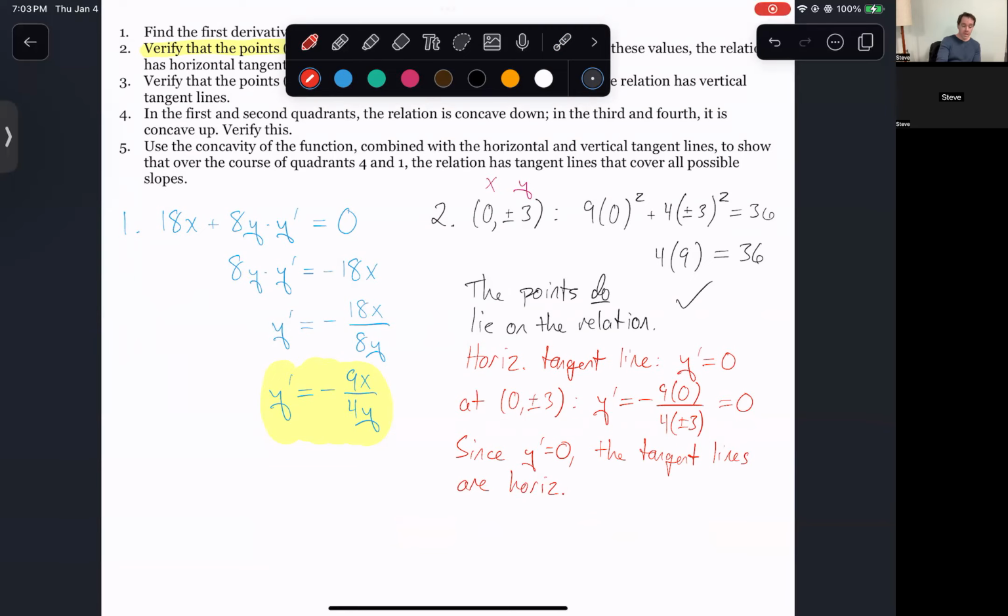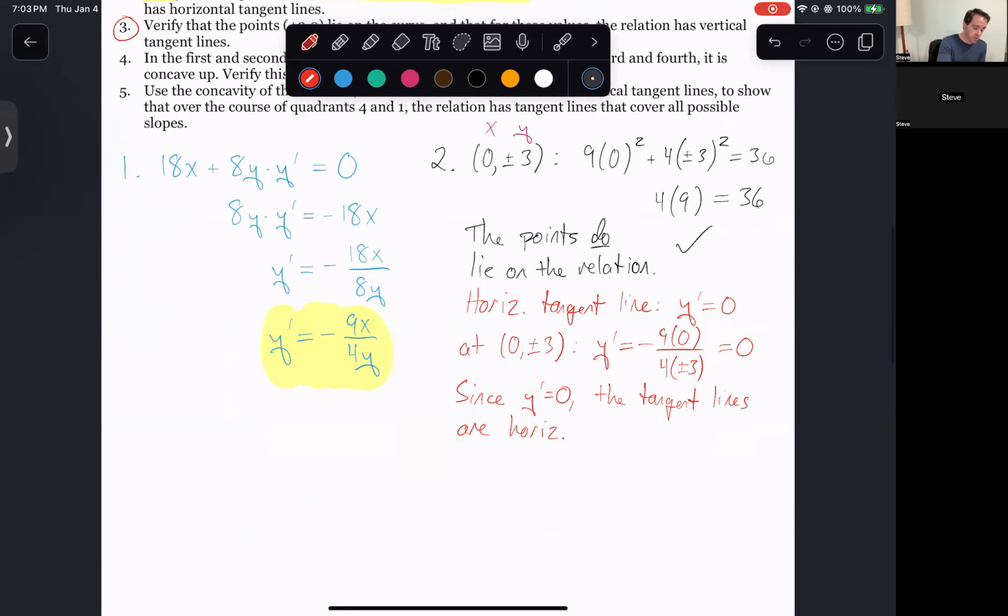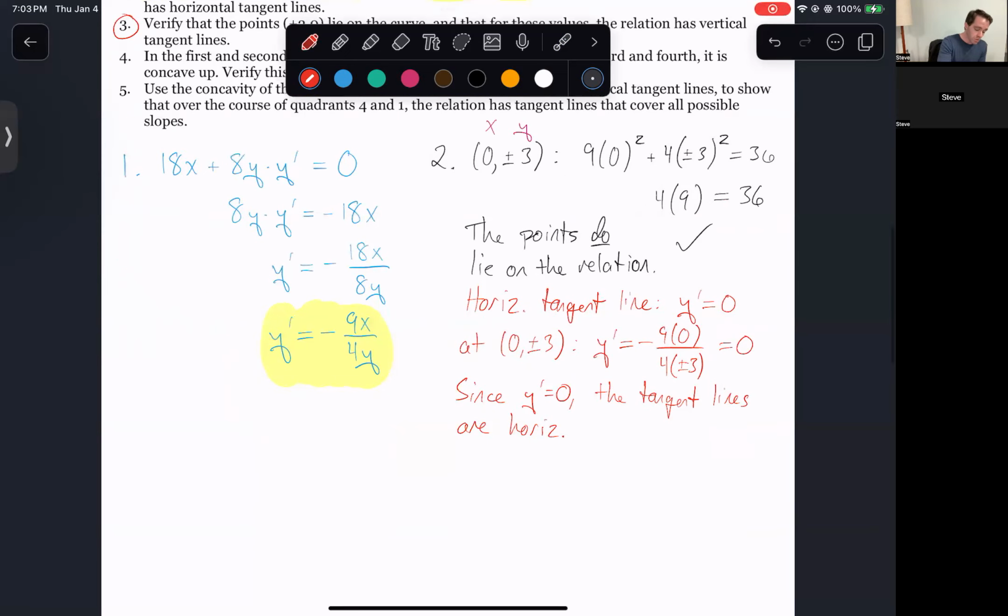Okay, but now we have a follow-up question. Verify that another couple of points, this is number 3, lie on the curve, and that for these values, the relation has vertical tangent lines. Verifying that plus or minus 2 comma 0 lie on the curve, that's the same process, but now in order for it to have vertical tangent lines, we'll need to do something a little different. We'll do that when it comes to it though.